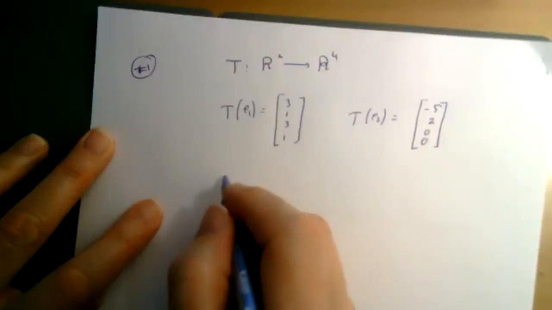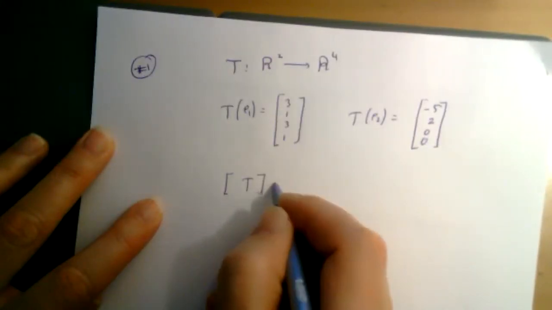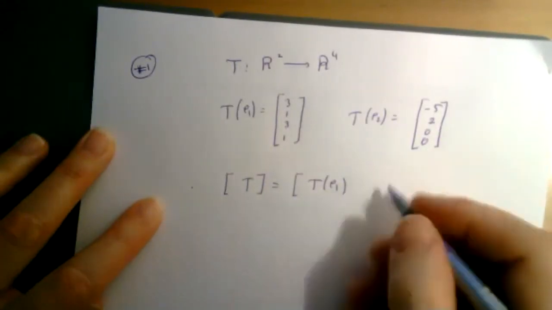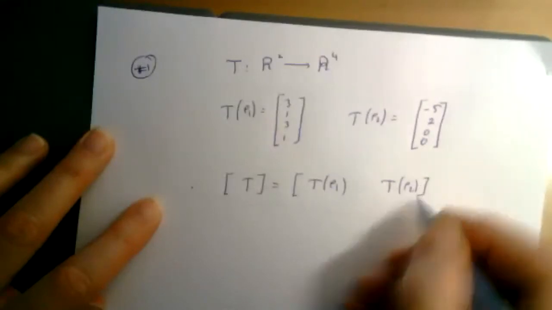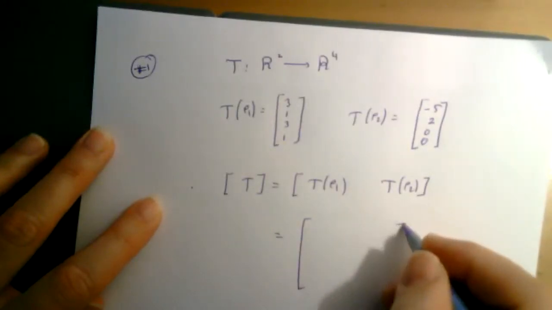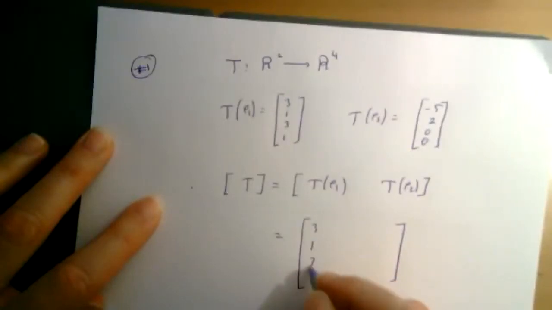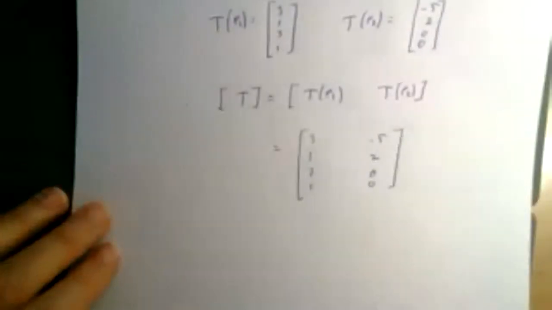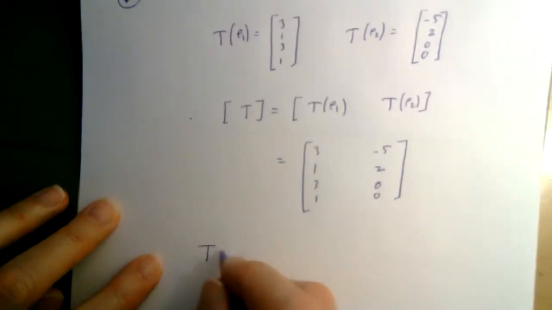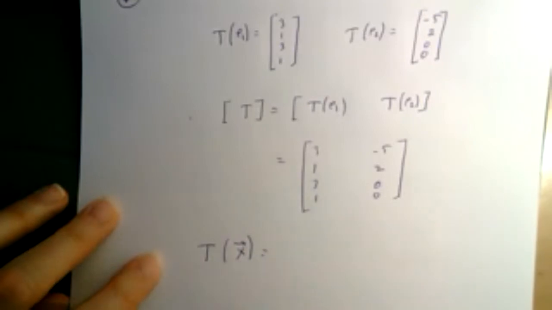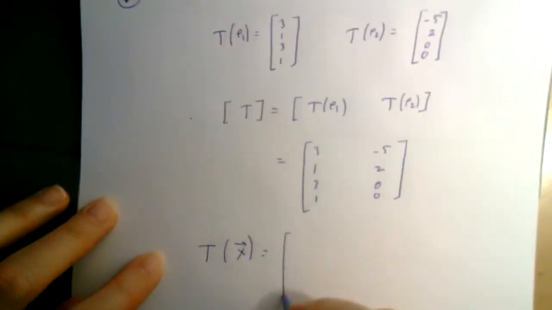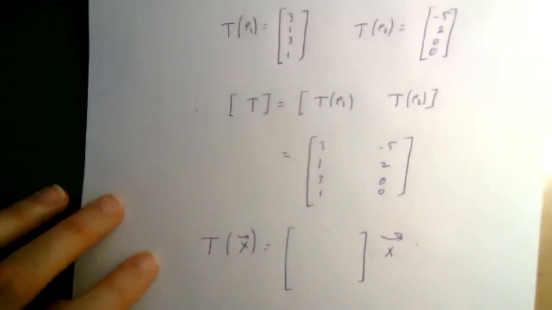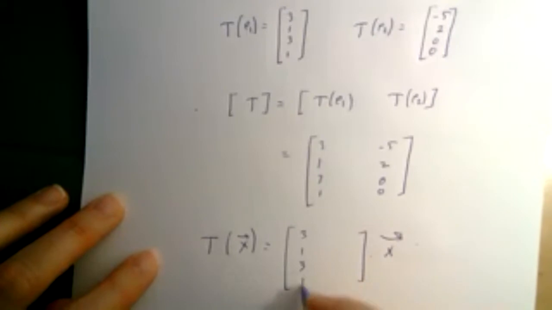And the question was the standard matrix of T. The standard matrix is always what T does to e1, what T does to e2. So this is 3, 1, 3, 1, minus 5, 2, 0, 0. And what does this mean to you? It means that if I take any vector x, what T does to this vector is it takes the standard matrix and multiplies it by x. That's what this means to us.